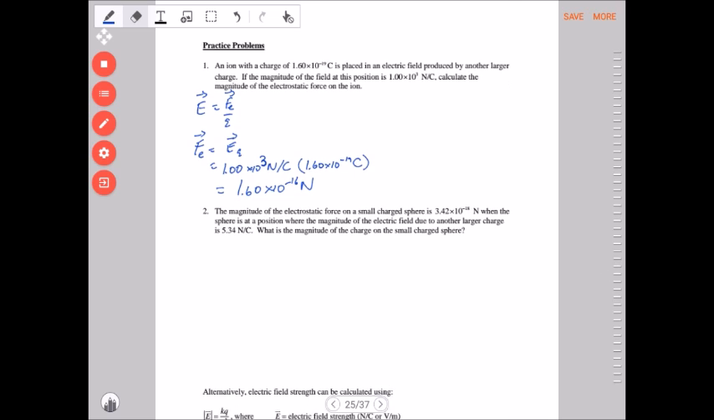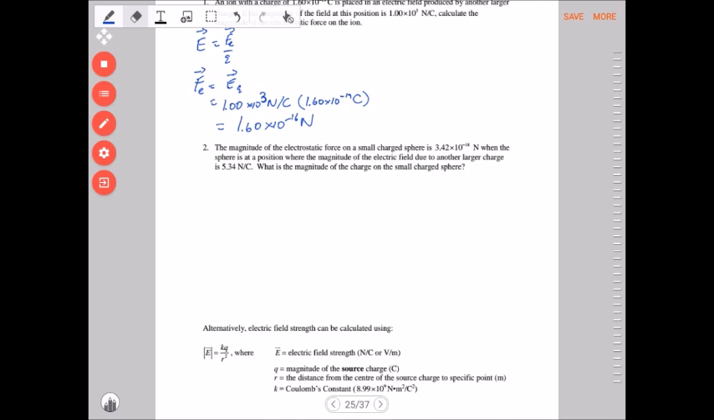All right, moving on. Number 2, the magnitude of the electrostatic force on a small charged sphere is 3.42 times 10 to the negative 18 newtons. When the sphere is at a position where the magnitude of the electric field due to another charge is 5.34 newtons per coulomb, what is the magnitude of the charge on this small charged sphere? So this time I'm looking for Q.